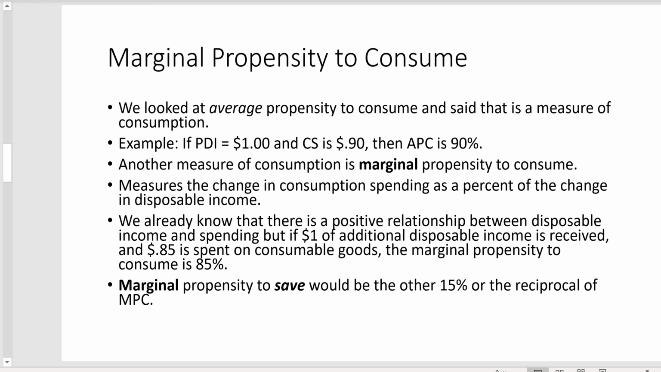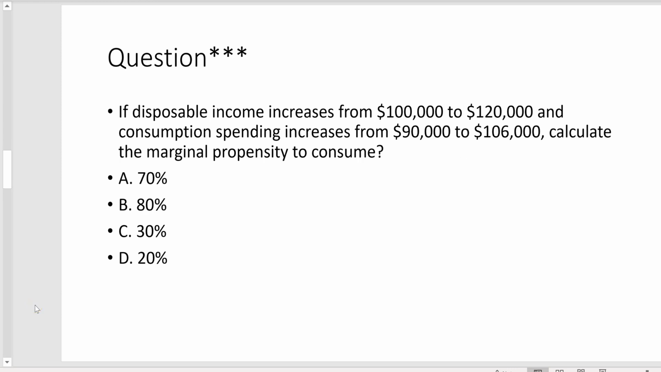So marginal propensity to consume says you earned $1 additional and you spent 85 cents of it, then the marginal propensity to consume is 85%, and your marginal propensity to save would only be 15%. Once again, the two would have to add up to 100%. So here's the kind of question you might see on a CPA exam.